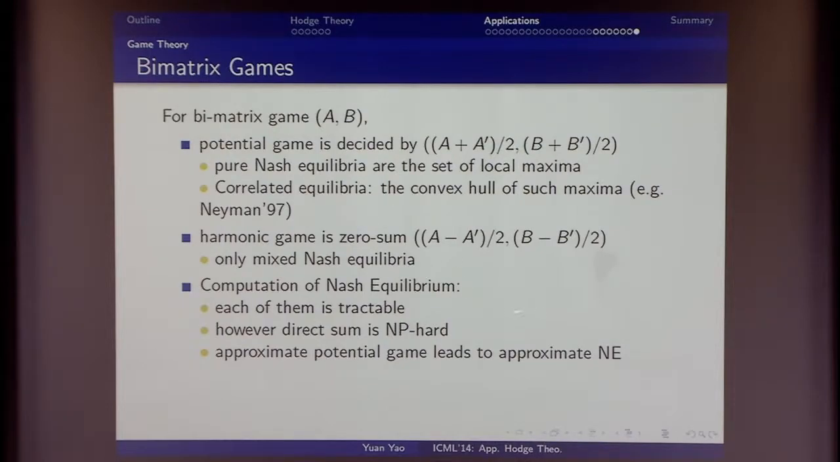And what's the benefit if you decompose a game this way? Each of them, the potential or zero sum, will be tractable. However, their direct sum is not tractable. It's NP-hard in the worst case. But if your game is close to a potential game, then you can easily achieve an approximate Nash equilibrium. On the other hand, we don't know, if it is close to harmonic, what the usage or benefit we can obtain from such a decomposition is.